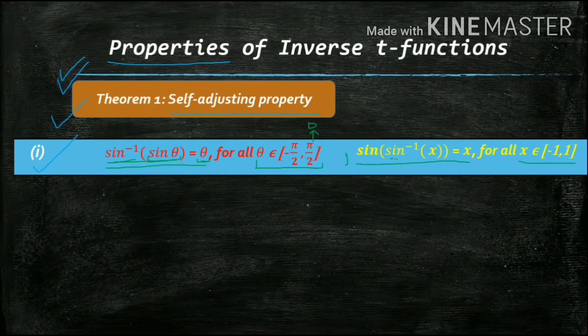Similarly, if you have sine inverse inside and sine outside for some x, then that would also be x for x in the closed interval minus 1 comma 1. Okay, so now let me tell you how these are, and this is basically the range for arc sine function, if you could remember.